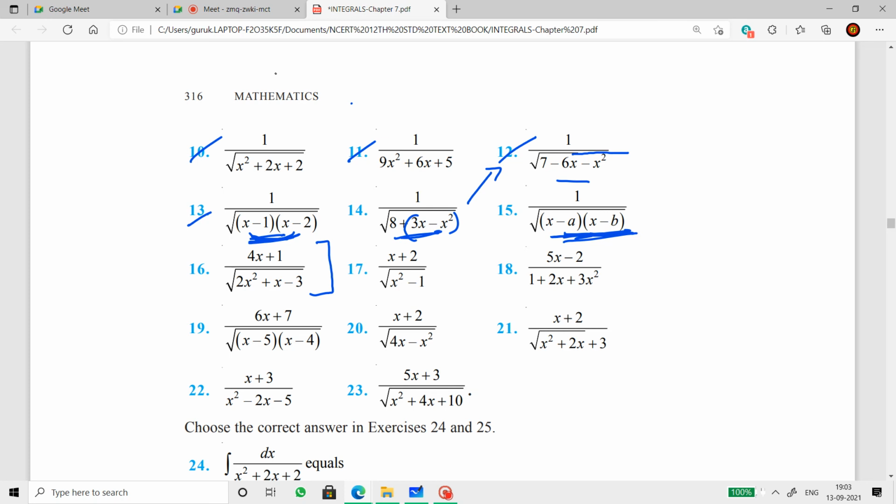16th one, when you see a sum, don't jump to do completing the square always. Sometimes substitution can be very easy or it will come in handy. Like here, if you take 2x square plus x minus 3 as t, dt will be 4x plus 1. So this will directly become 1 by root t into dt. So no need of any formula. So with this, we complete the first set of questions following these patterns.